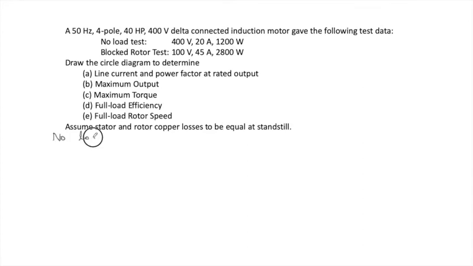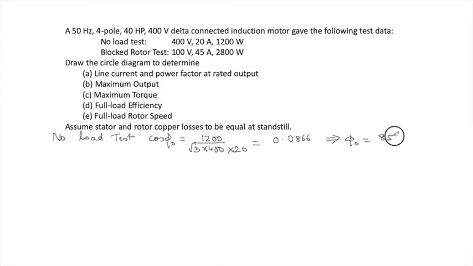From the no-load test we can calculate the no-load power factor, which will be equal to 1200 divided by root 3 into the voltage 400 into 20, the no-load current. When you calculate this, you will get 0.0866. Taking the cos inverse, you will get phi 0 equal to 85 degrees.